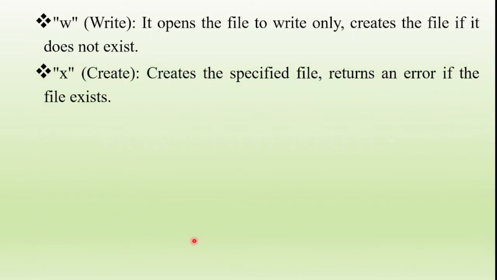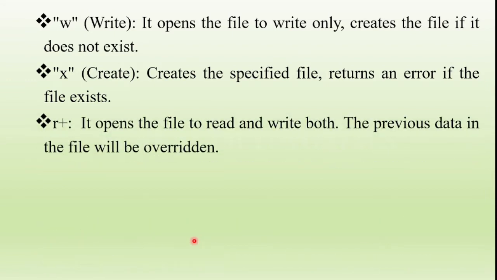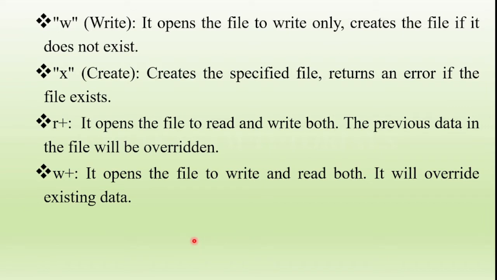And r plus is to read and write data in the file. And w plus means to write and read the data. It will override existing data. And a plus means to append and read the data from the file. It won't override existing data. So these are the different modes available in the Python programming language.